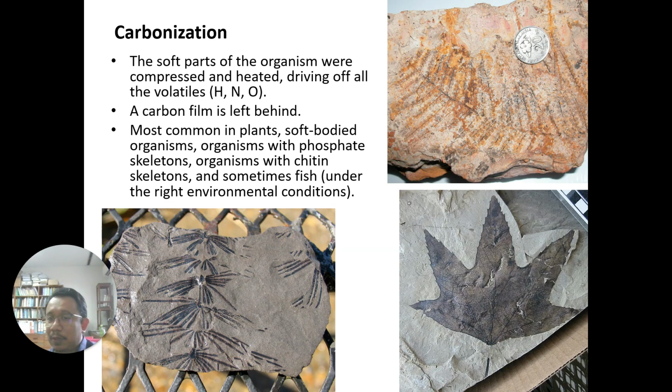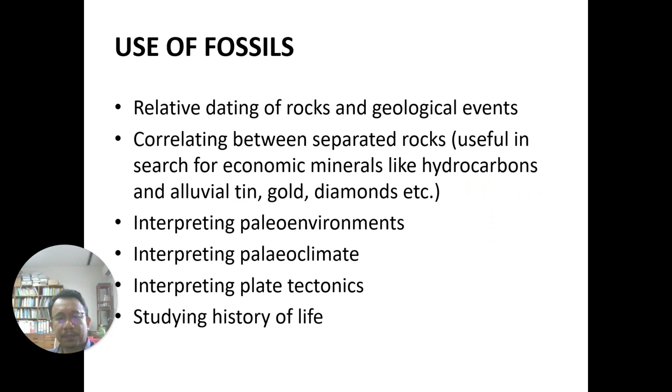For example, organisms with phosphate skeletons, organisms with chitin skeletons, for example, insects can be preserved through carbonization, and fish can also be preserved as carbon films along bedding planes. Okay. All right. So that's the first part of the lecture.